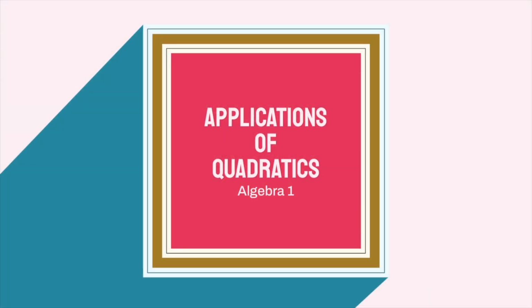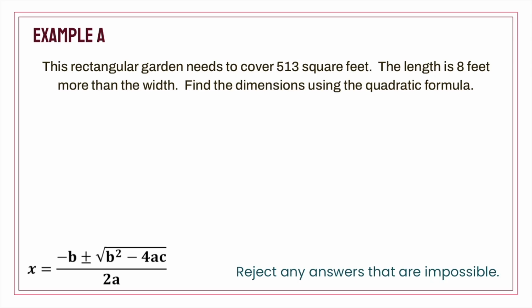Welcome back. Today we're talking about applications of quadratics. Let's go ahead and take a look at example A. So here in example A, it says this rectangular garden needs to cover 513 square feet. The length is 8 feet more than the width. Find the dimensions using the quadratic formula.